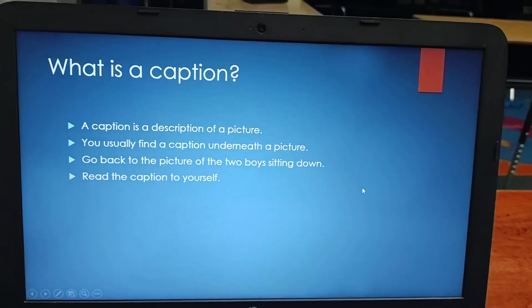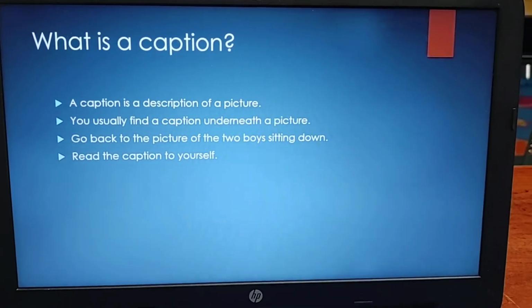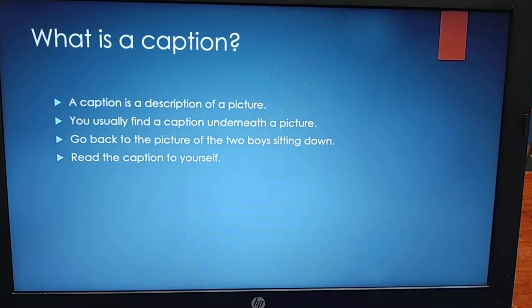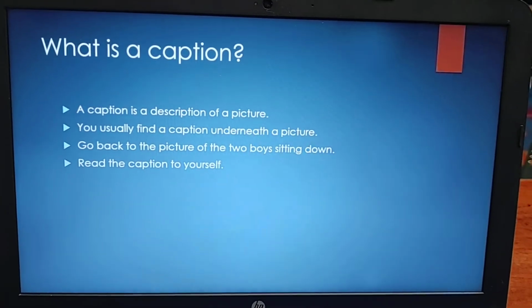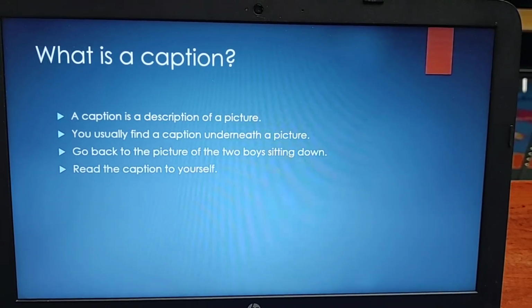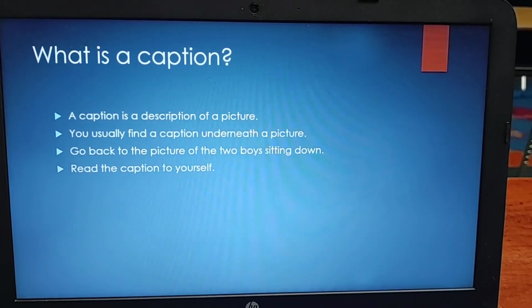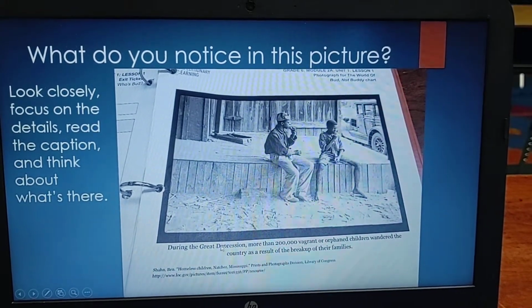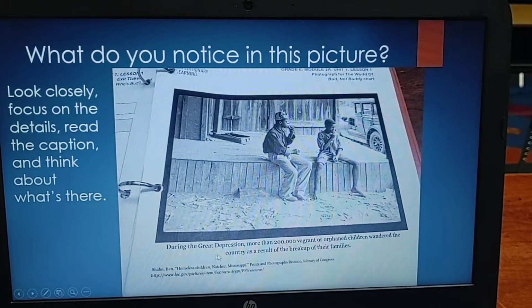Underneath the picture, there's a caption. What is a caption, you might ask? Well, a caption is a description of a picture. You can usually find the caption underneath that picture. And so go back to the picture of the two boys sitting down and read the caption to yourself. In case you're wondering, the caption is down here, starting with during the Great Depression.